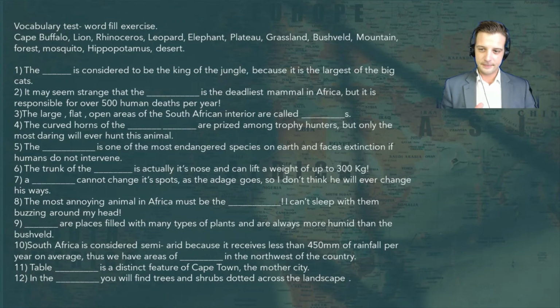Number 5. The something is one of the most endangered species on Earth and faces extinction if humans do not intervene. Number 6. The trunk of the something is actually its nose and can lift a weight of up to 300 kilograms. Number 7.